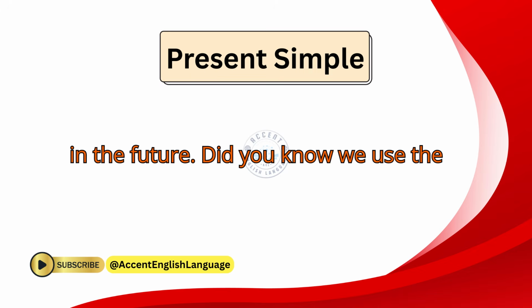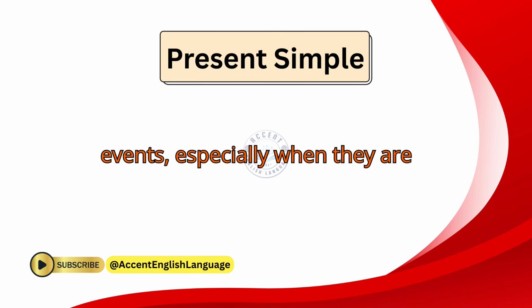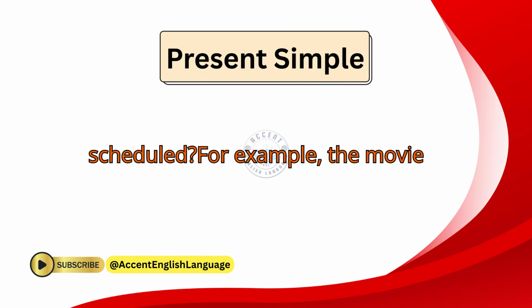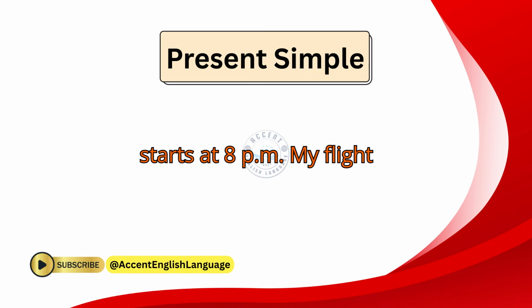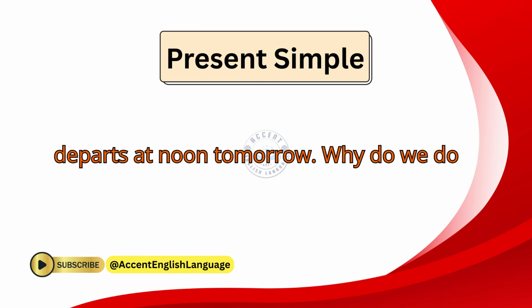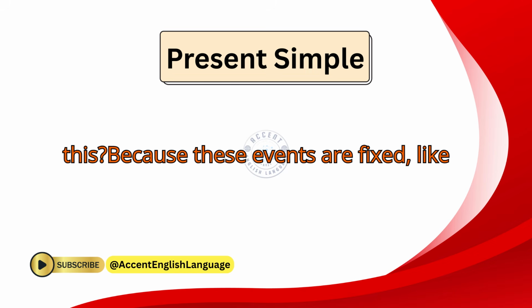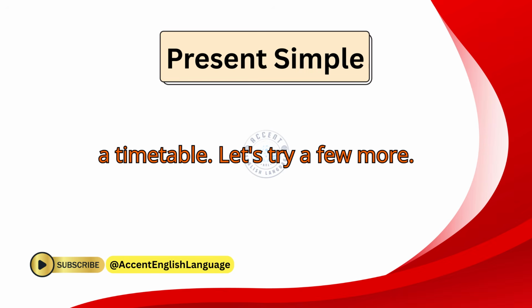Talking about scheduled events in the future. Did you know we use the present simple to talk about future events? Especially when they are scheduled. For example, the movie starts at 8 p.m. My flight departs at noon tomorrow. Why do we do this? Because these events are fixed, like a timetable.